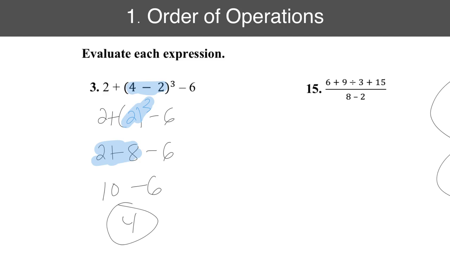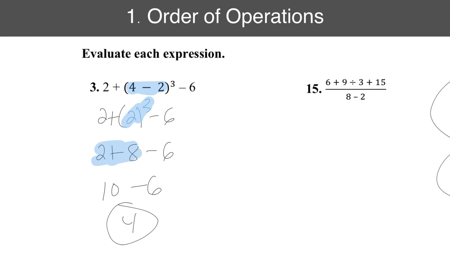Let's look over here at one that's a little more complicated. Over here we have 6 plus 9 divided by 3 plus 15 over 8 minus 2. Now remember, this fraction bar can act like a grouping symbol. So you want to do what's on top first, then do what's on bottom, and then divide at the very end. So let's look on top.